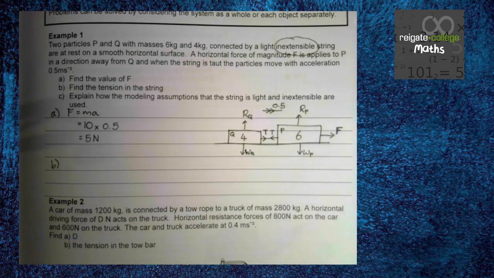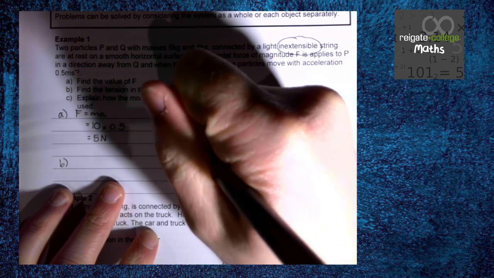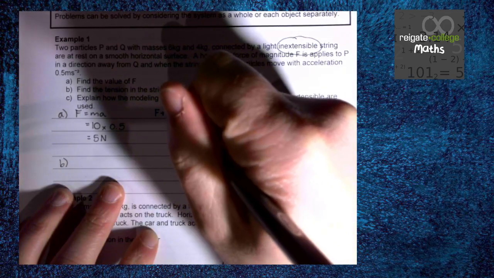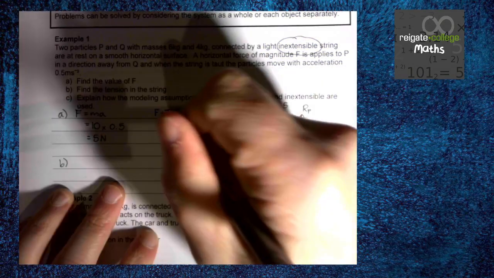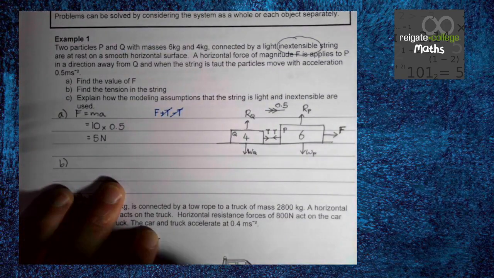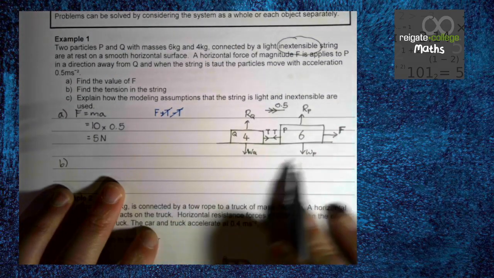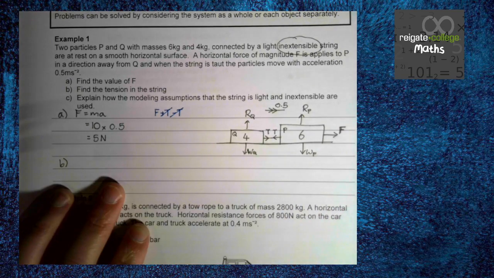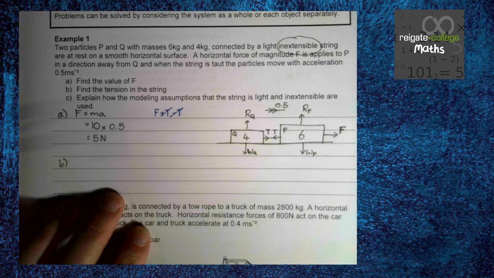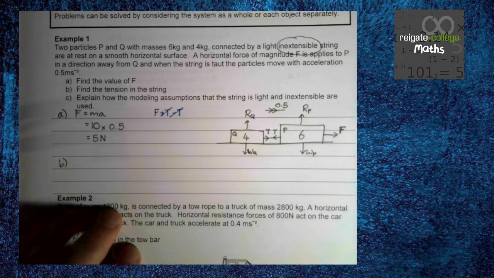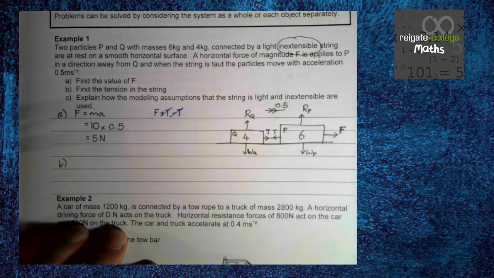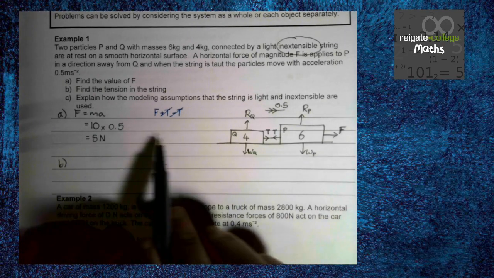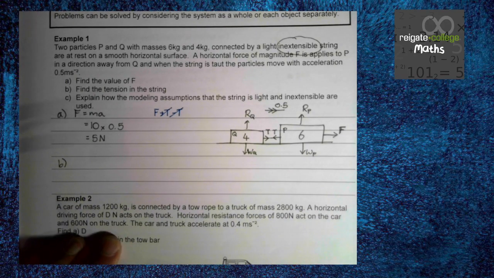What we've really done here is we've said, okay, forces forward are F and T. Forces backwards is T, so the T's cancel. So by considering this whole block as one thing, we've ignored the tension force here, because that's what we want to work out in part B. Now obviously we could work that one out first and use it to find F, but we do F first, and this is actually relatively straightforward.